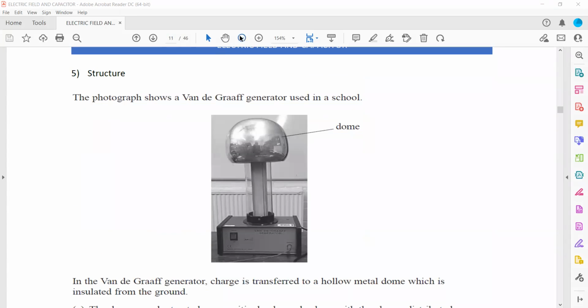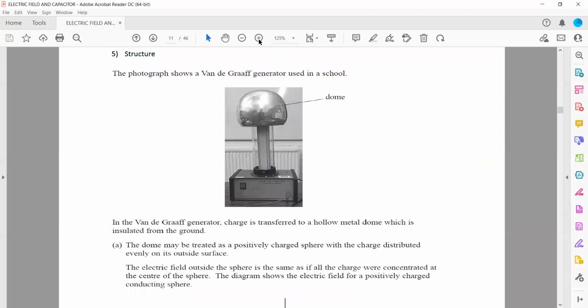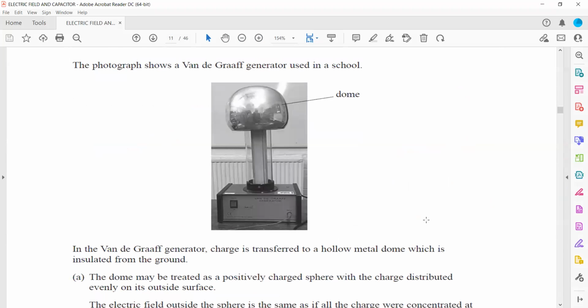The photograph shows a Van de Graaff generator which is used in school. A dome is there. Basically, the conveyor belt carries the charge, which is transferred to the dome, and this dome will store the charge.